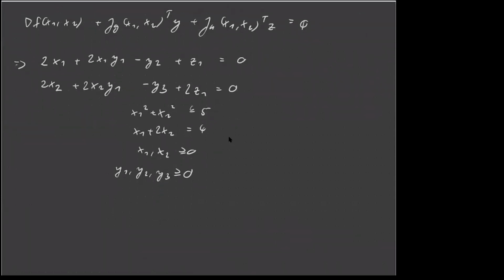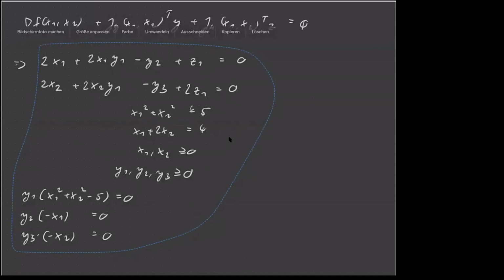And finally, we get the complementary slackness constraints. So that is y1 times the associated inequality, x1 squared plus x2 squared minus 5, is 0. y2 times minus x1 is 0. And finally, y3 times minus x2 is 0. Okay, so this here is our KKT system. And that's the one we have to solve. Questions so far, before we actually do the solving of that? No questions. Okay, great.